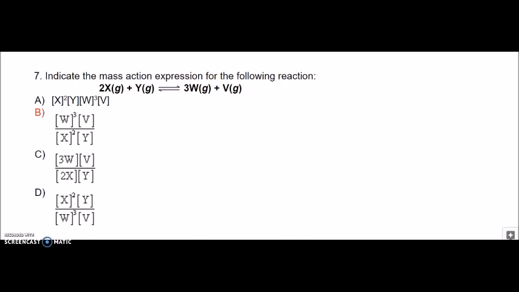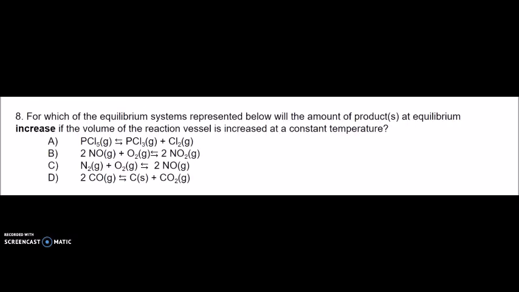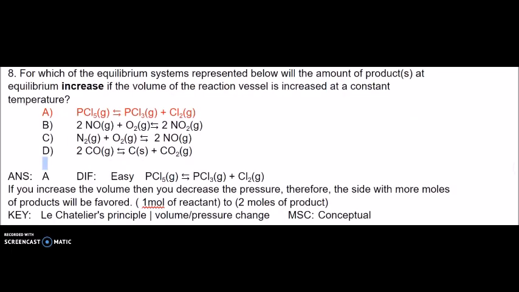See on number 8. For which of the following equilibrium systems represented below will the amount of products at equilibrium increase if the volume of the reaction vessel is increased at a constant temperature? So compare and contrast your choices of A through D and pause the video and check your answer in just a minute. The answer is A.